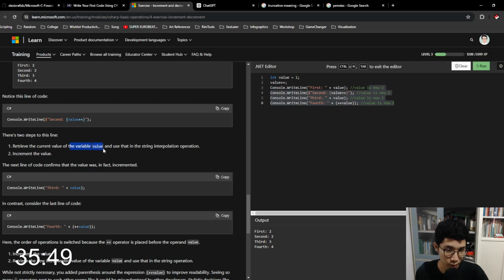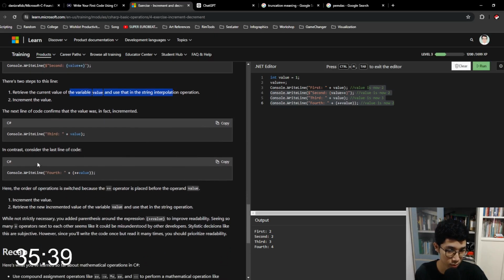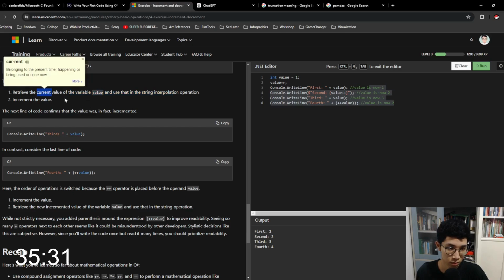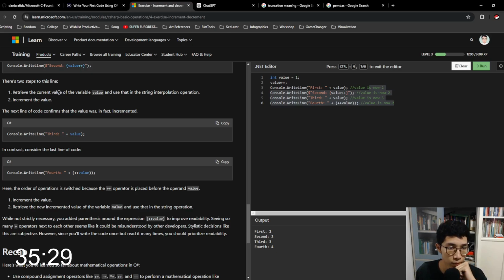Retrieve the current value of the variable value and use that in the string interpolation operation. The current value of the variable value and use it.